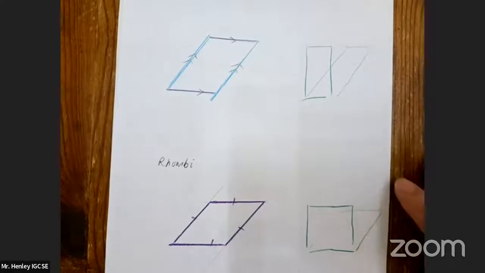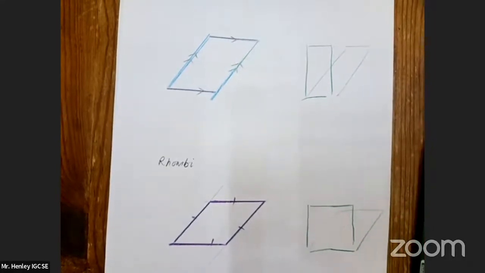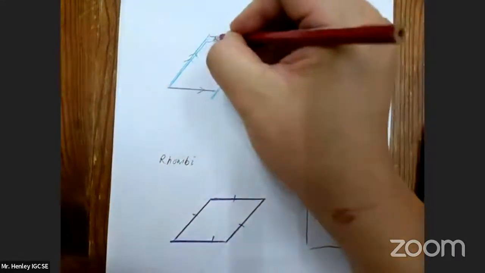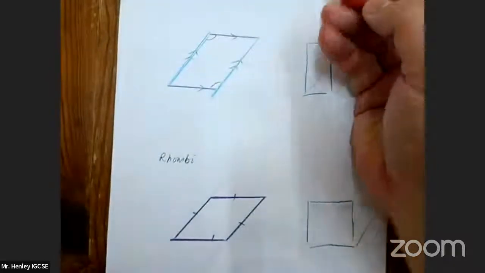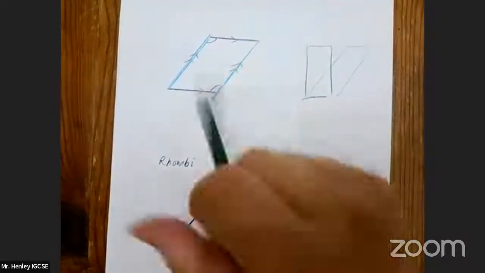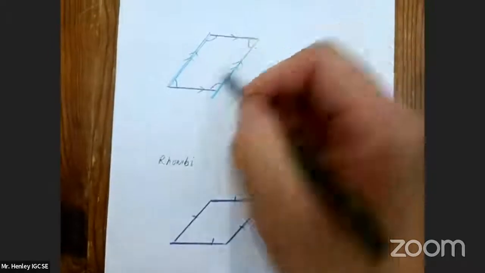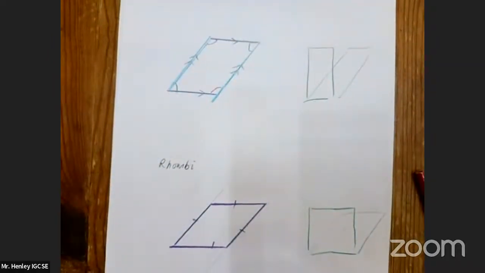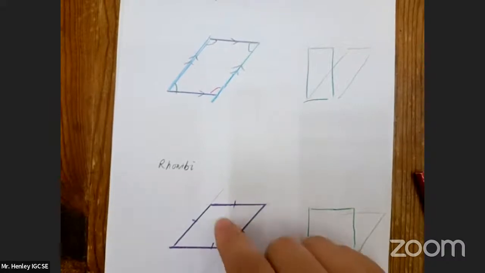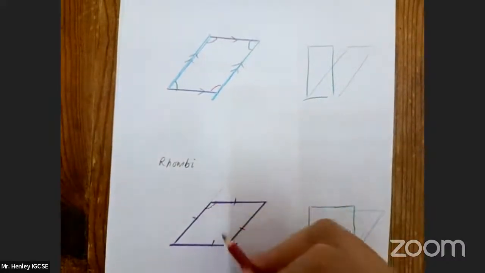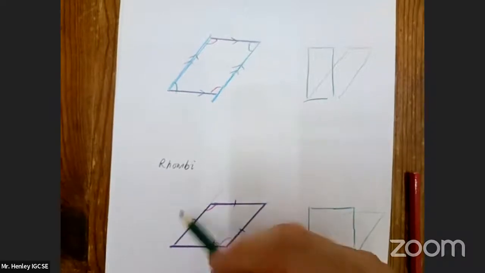From this shape, this angle is the same as this, whereas this acute angle is the same as this. The rhombus is the same thing. This is the same as this, and this one is the same angle.